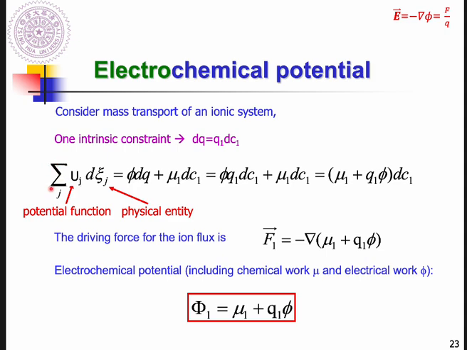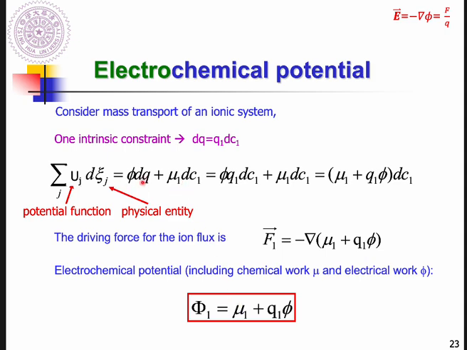Okay, so we need to sum up all the potentials. In order to get the total potential, you need to sum up all potential functions times their entities. So we have a potential function times its physical entity. The first potential term, probably the second one would be easier to use, is the chemical potential of that copper ion, and the change in concentration of that copper ion. We have mu1 times dC1. This is for the chemical work term.